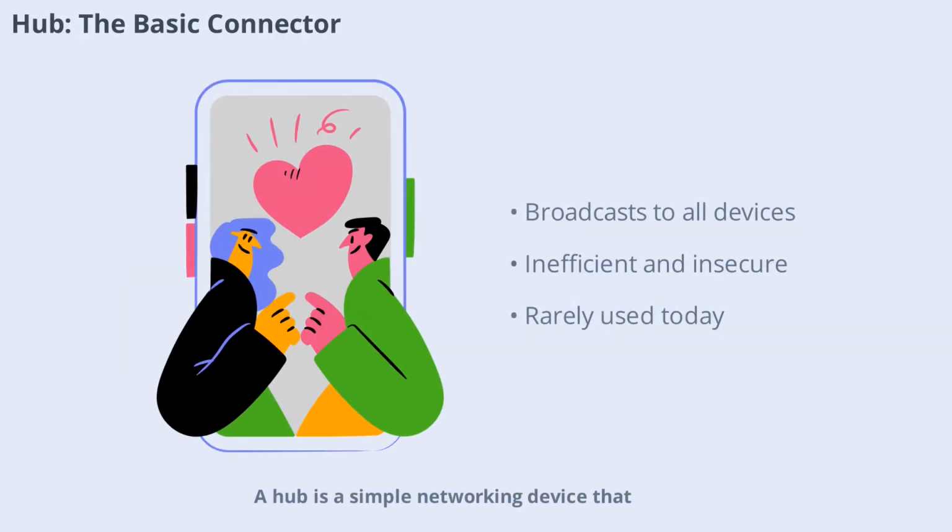Hub is a simple networking device that broadcasts data to all devices connected to it. While easy to use, hubs are inefficient and insecure because every device receives all the data, regardless of the intended recipient. Hubs are rarely used in modern networks, having been replaced by more advanced devices.